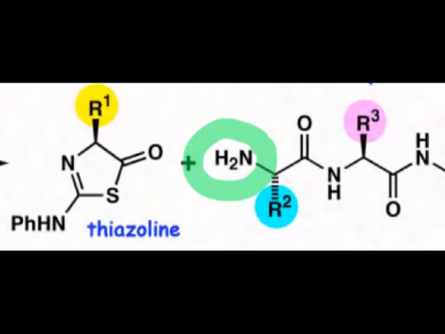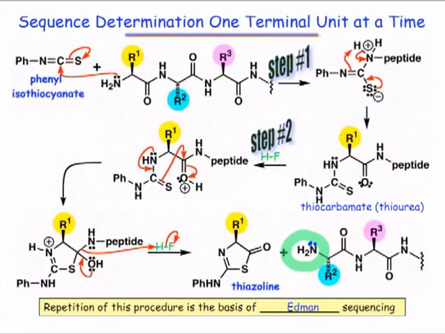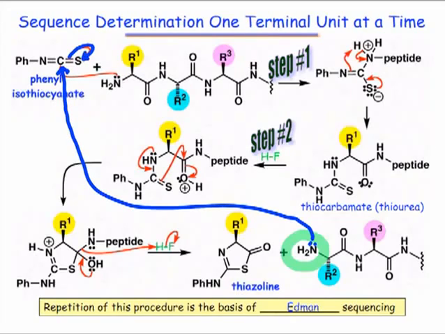We can then repeat the process at the new N-terminus, which is on the second residue in the peptide. By repeating this process until no amino acids remain, we can iteratively determine a peptide sequence.